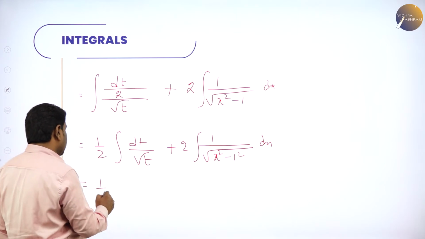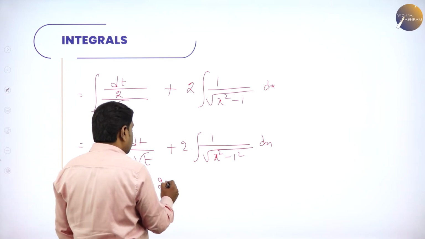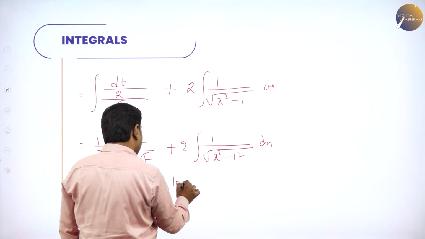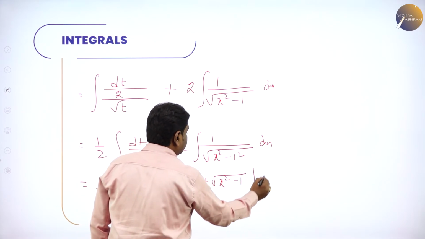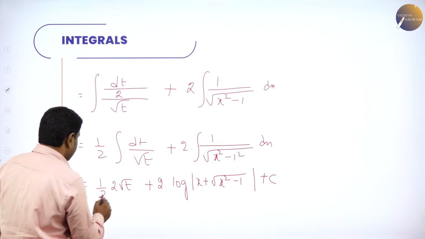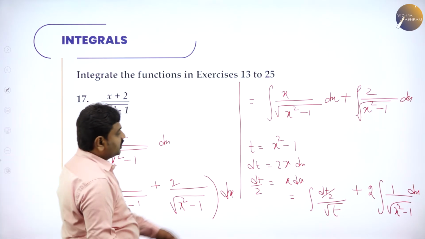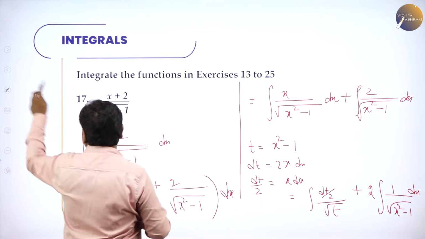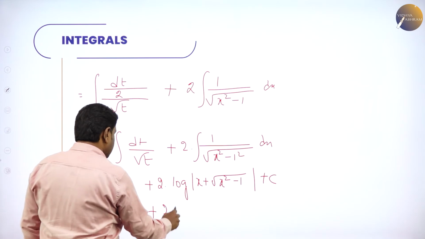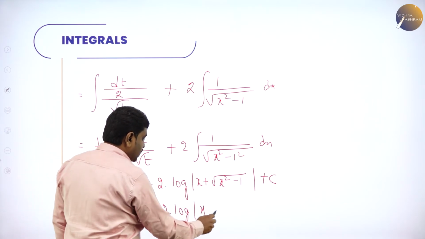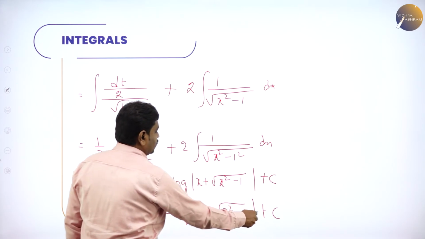So half into integration of 1 by root t is 2 root t, and this is 2 times integration of 1 by root of x square minus a square, which is log of mod of x plus root of x square minus 1, plus c. So further, the 2 cancels, substitute the t value. What is t? t is our assumption. t we took it as x square minus 1. So put t as x square minus 1. So it is root of x square minus 1 plus 2 times log of mod of x plus root of x square minus 1 plus c.